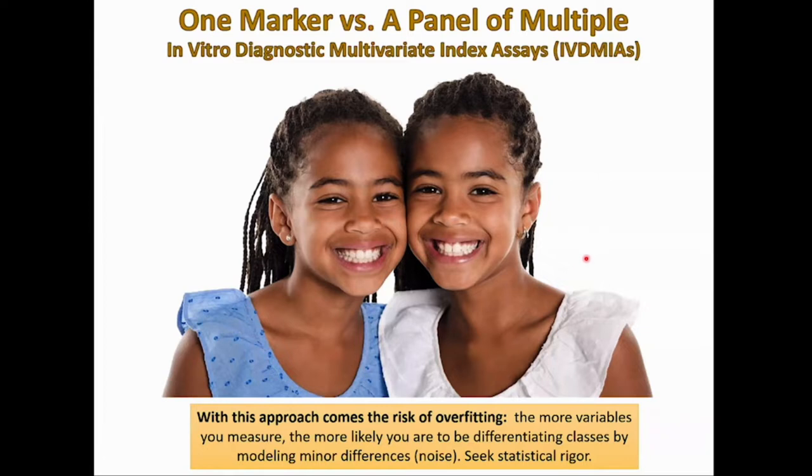So when you use omics to find biomarker panels, you have the risk of overfitting. And that is that the more variables you measure, the more likely you are to find differences just by modeling effectively noise. So you got to be very careful. The more items you measure, the more you're likely to overfit your data. So it's important to really work with statisticians and bioinformaticians to make sure that everything that you do is done with the highest possible rigor. And you don't ask more from the data than the data can really tell you, okay? Because sometimes the data is what it is.